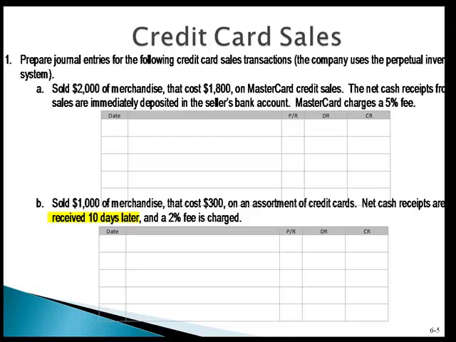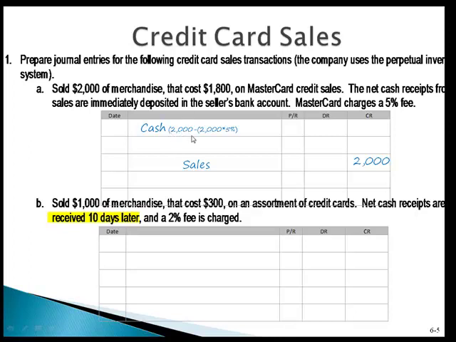Okay, so the downfall of selling merchandise on a credit card is that we incur a charge from the credit card company. So first thing I want you to do is record the sale. So the sales is our credit, and the sale is always recorded at the full amount. The second thing is to go ahead and record the cash. Now, because these sales are immediately deposited in the seller's bank account, we just record that as a cash transaction. It's all electronic. We're not going to even realize there's a lag in time here.